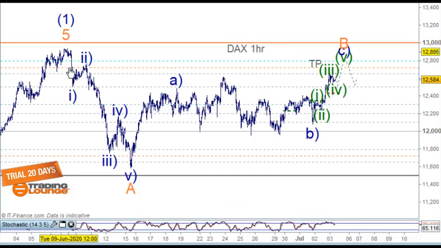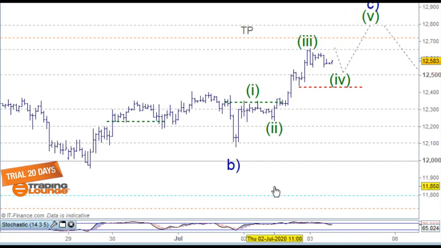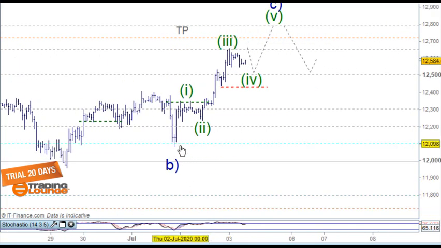In this instance, on the hourly chart we've got 1, 2, 3, 4, 5 here, and then looking at this as just a complicated wave A here and wave B sitting over here. And then what I do know is this structure here. So I know that we've got wave 1 here and 2 here, and we've got 1, 2, 3, 4, 5 here for wave 3. This is wave 4 here, and all the other indices are going through the same thing.